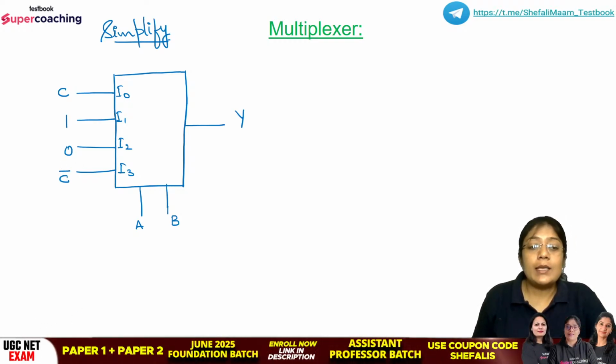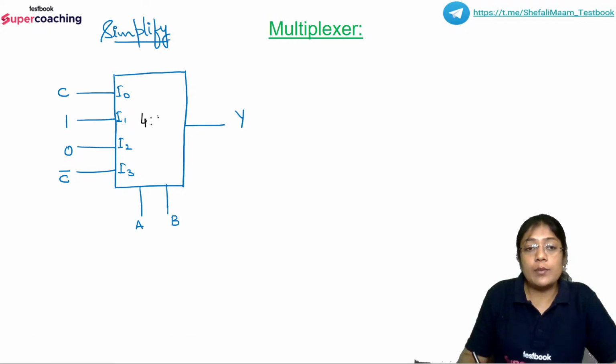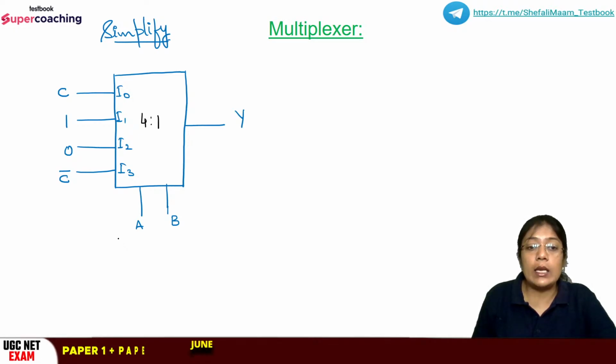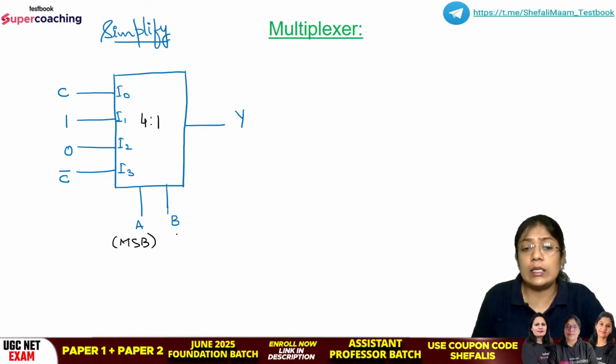What will be the minimized expression? Do you want to try it? This is a 4:1 multiplexer, and undoubtedly A will be the most significant bit and B is representing the least significant bit.